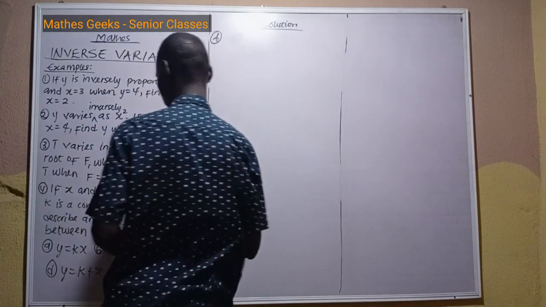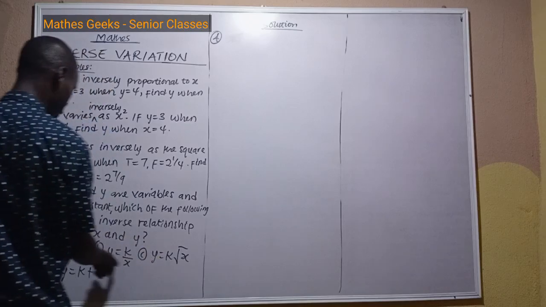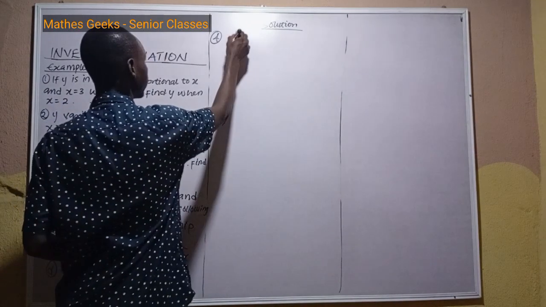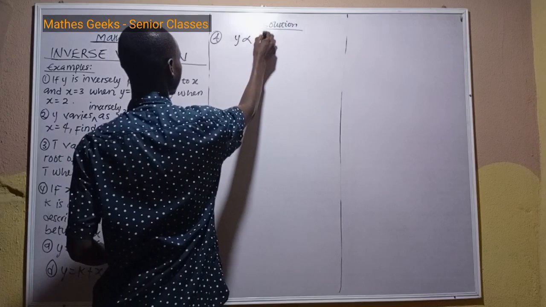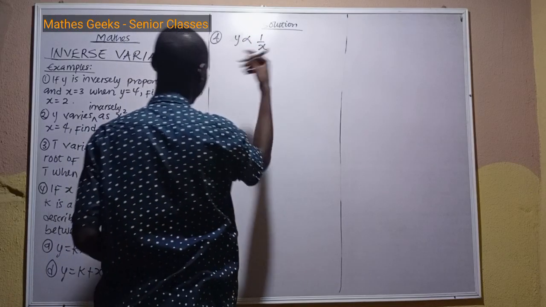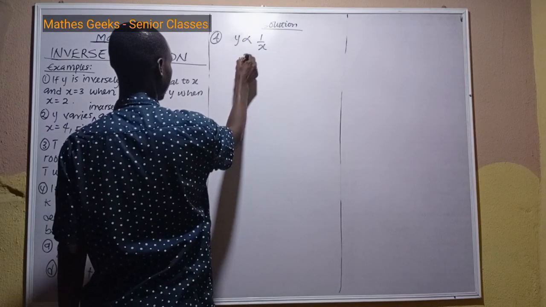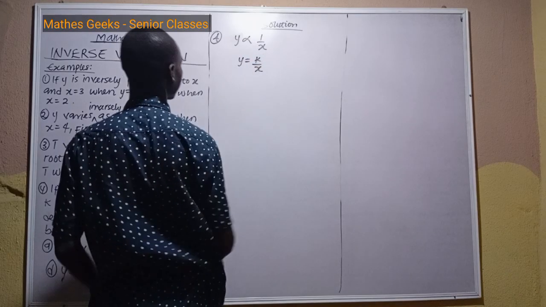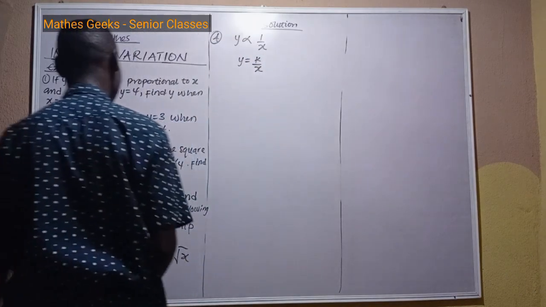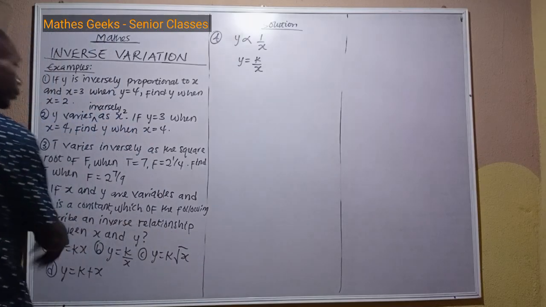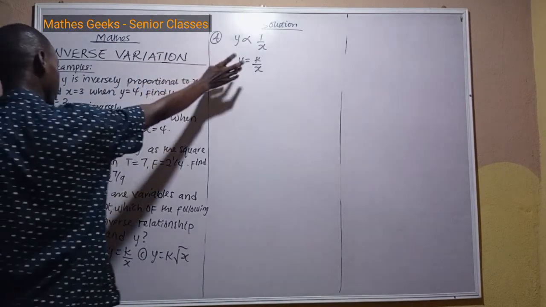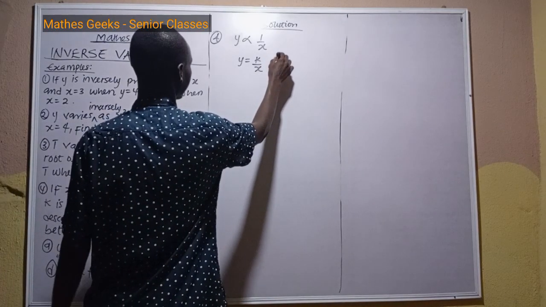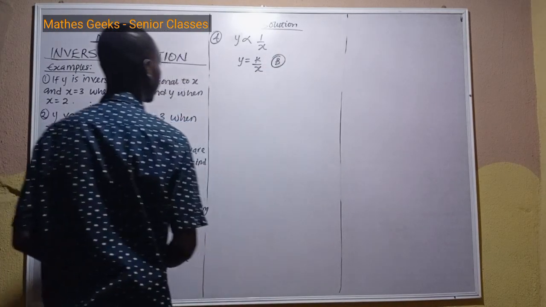Now what we see here is that y is the subject of the formula, which means y is inversely proportional to 1 over x. So let's introduce our constant of proportionality: y is equal to k over x. So let's check which of the options matches what we have on the board. y is equal to k over x is option B. So our answer is B. That's the correct answer.